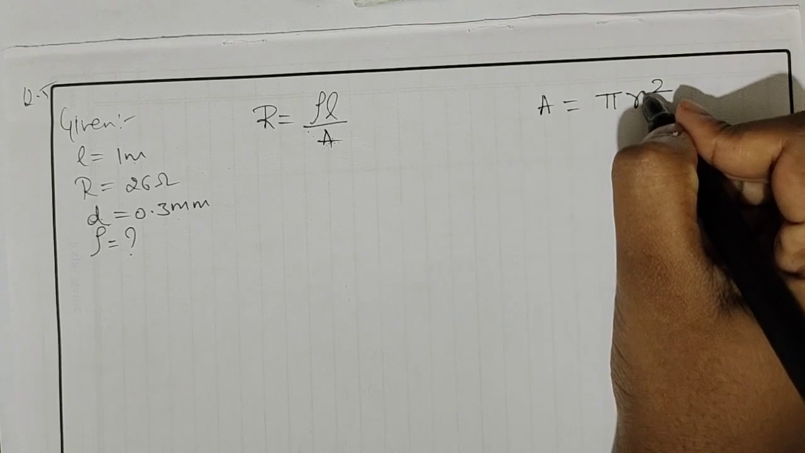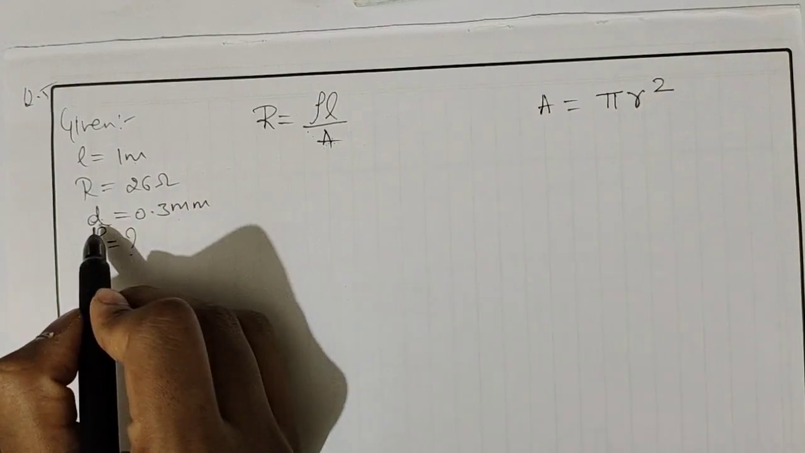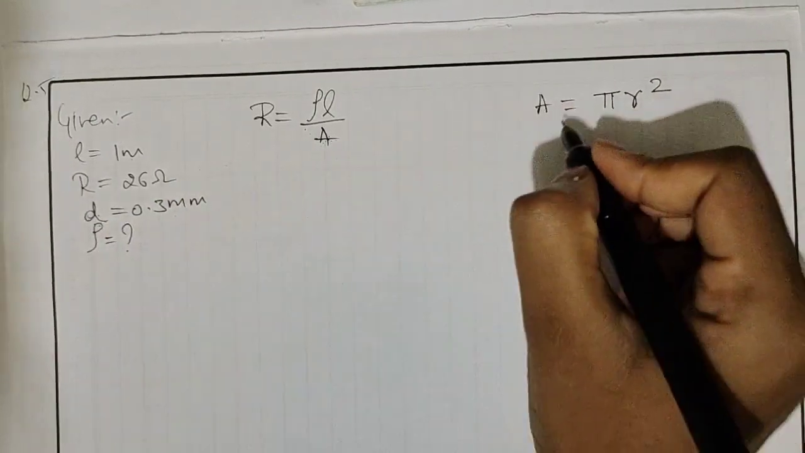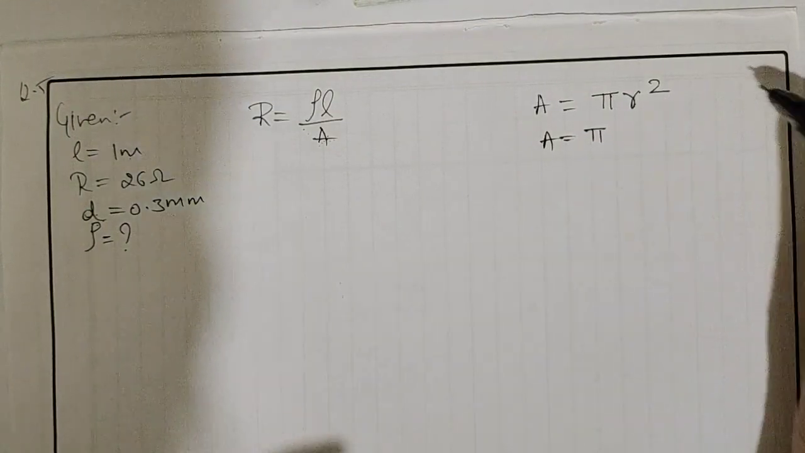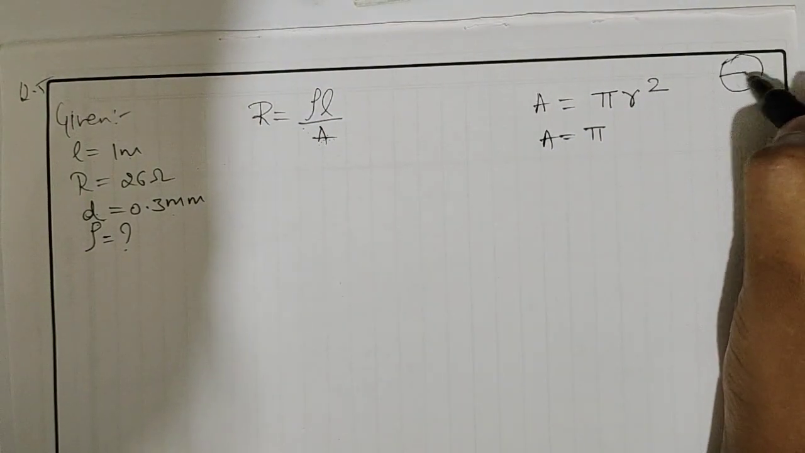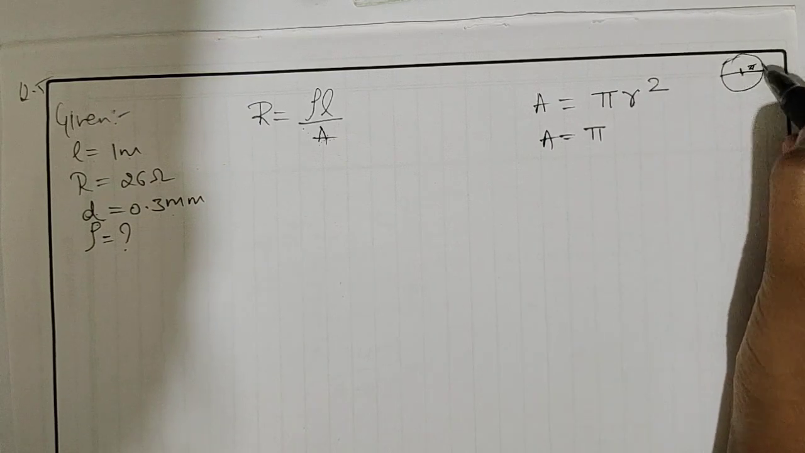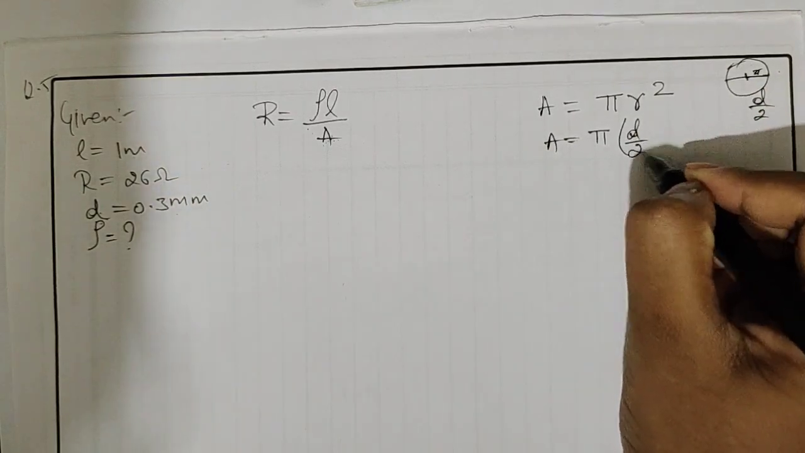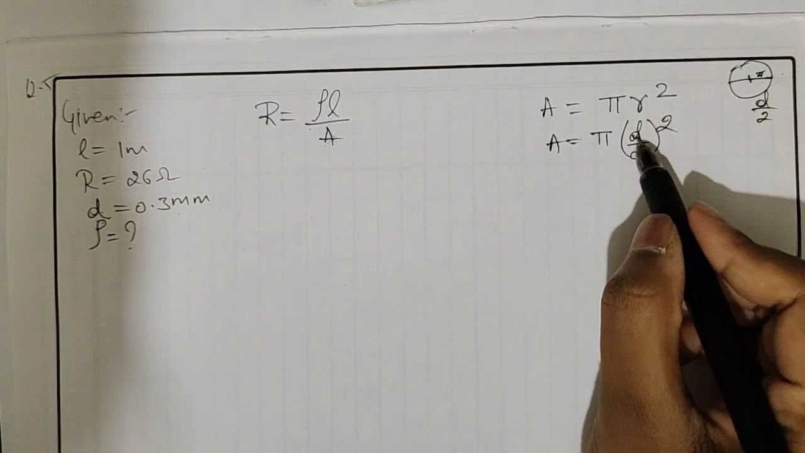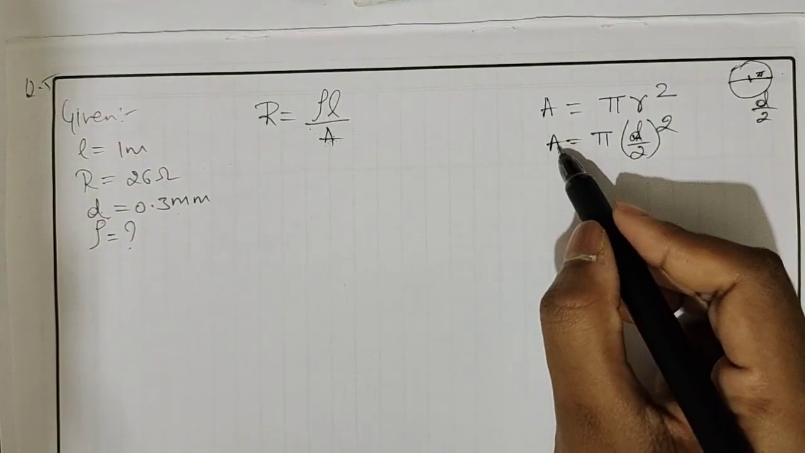And here what we have? Radius. But what do we have in the question? We have diameter. So A is equal to pi R square, and radius is what? Half of the diameter, no? If this is a circle, this entire length we call diameter. From the center we call it radius. That means D by 2 is nothing but R. So I can write it as pi into D by 2 whole square. That means now we got D, right? So from D we can easily find out A.